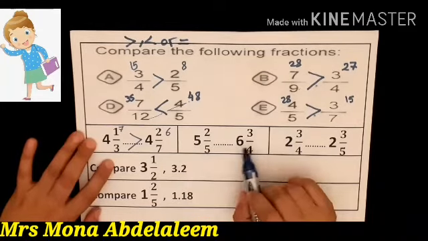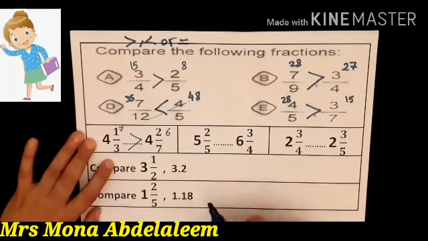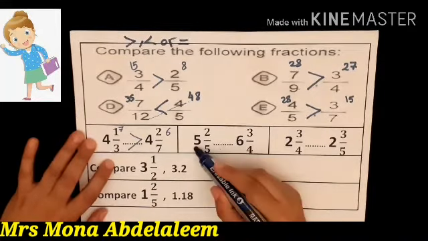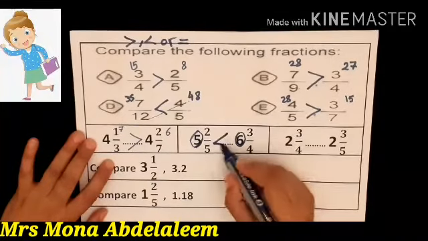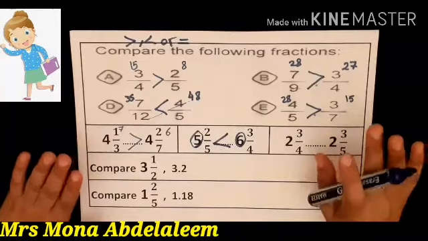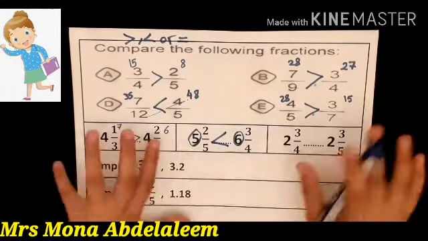Mixed numbers. 5 and 2 fifths and 6 and 3 quarters. Look at the whole number. 5, 6. Which is greater? 6. Directly. The whole numbers are different, so the greatest is 6.